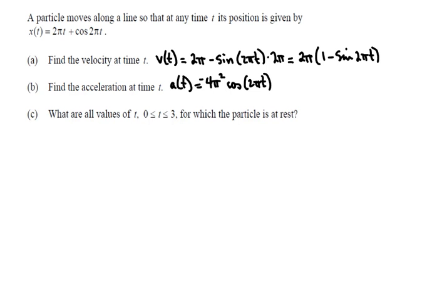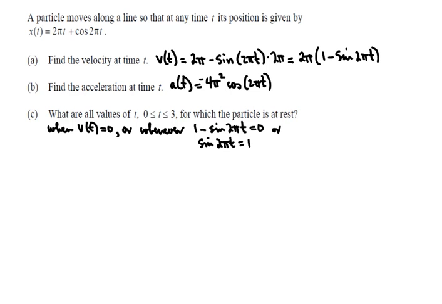Then we're asked what are all the values for t greater than or equal to 0, less than or equal to 3, for which the particle is at rest. So what we're looking for is where v of t is going to equal 0. And v of t will equal 0 whenever 1 minus sine of 2 pi t is equal to 0, or sine of 2 pi t is equal to 1. Now we have to think about where the sine function is 1. Sine of x will be 1 whenever x is pi over 2, 5 pi over 2, 9 pi over 2.